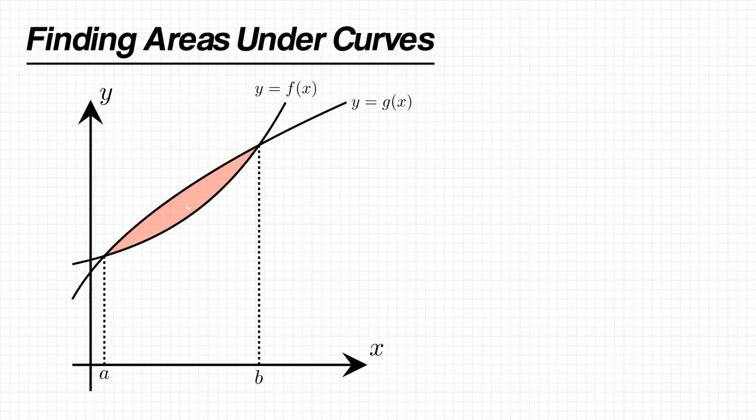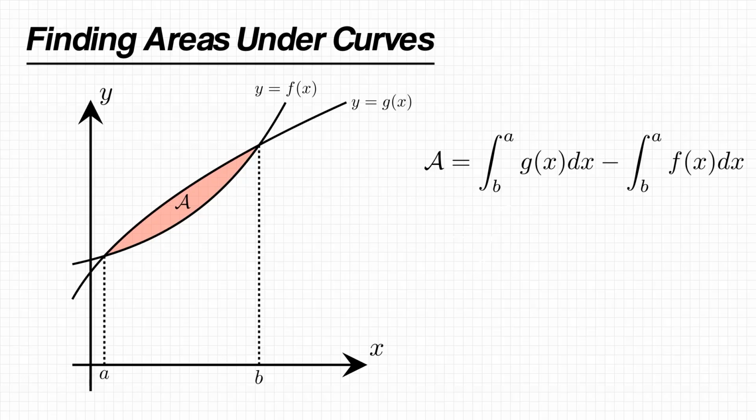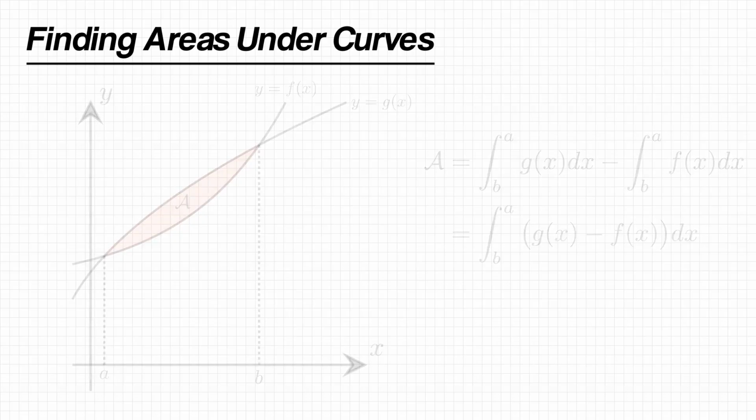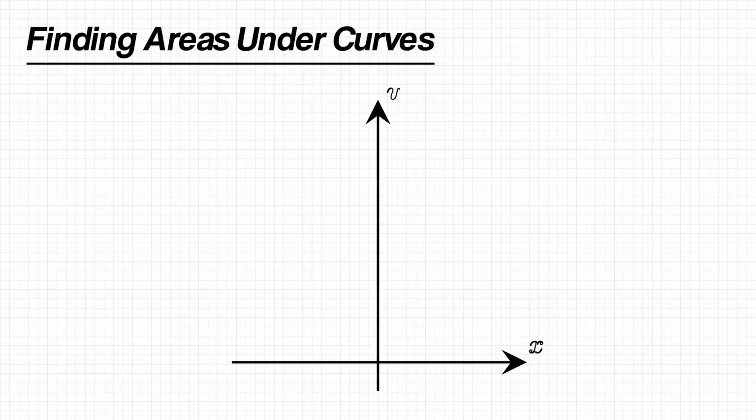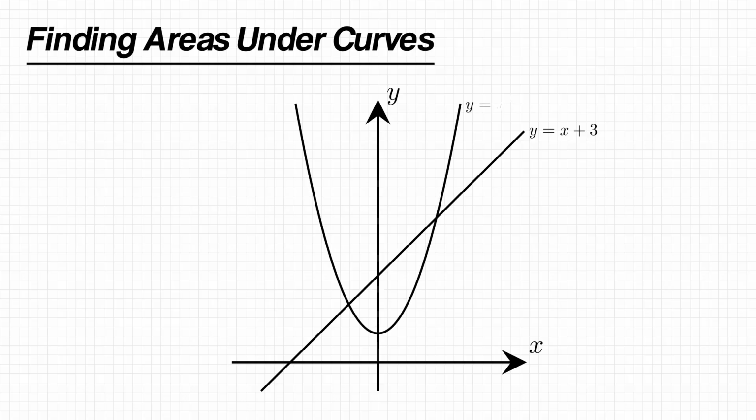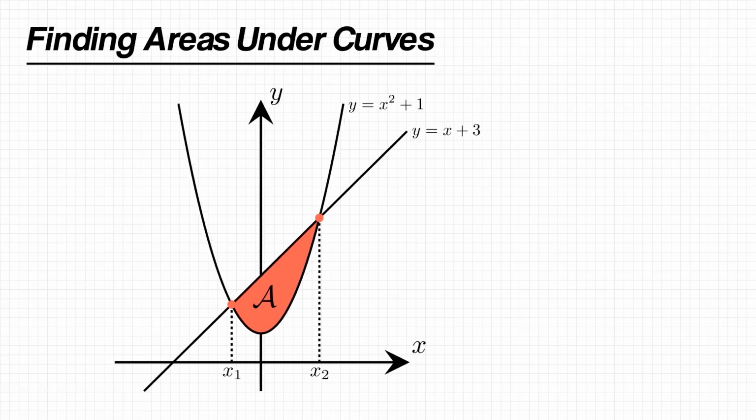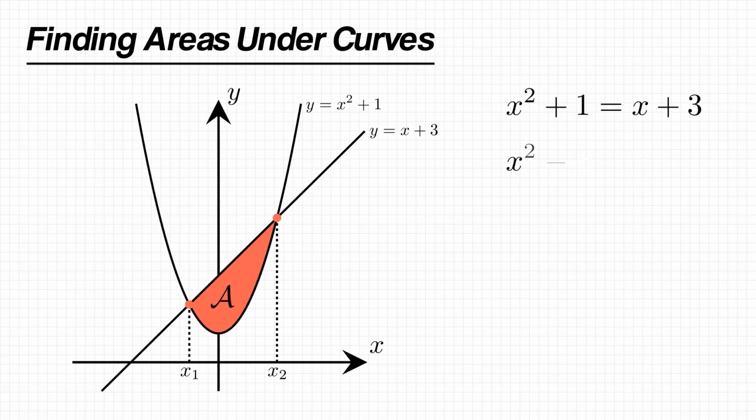Instead of finding the area evaluating the two integrals separately, we can integrate the functions subtracted from one another. As an example, let's find the area bound between x squared plus 1 and x plus 3. First, we need to find the limits for our integral, which are the intersection points of the two functions. To find these points, we can solve the equations simultaneously.